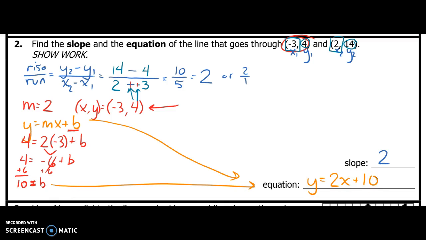I have 2x plus 10. A really quick way to check that answer is to use the other ordered pair and make sure it still fits the equation. So I have my y is 14, slope is 2, this x is also 2, and our work showed that the y-intercept was 10. 2 times 2 is 4, and sure enough 4 plus 10 is 14 as we had hoped. So I know, just that quickly, that my slope and my equation are both correct.